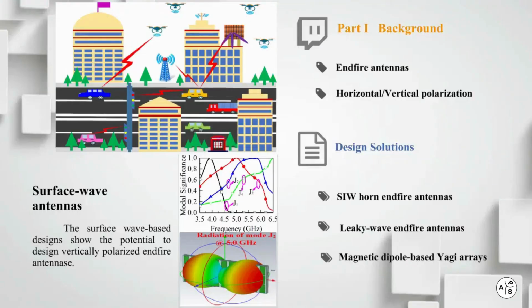In terms of the background, it is well known that vertically polarized waves suffer lower attenuation loss than horizontal waves generally. Therefore, vertically polarized Endfire antennas have received considerable attention. In the literature, several solutions have been reported for designs of vertically polarized Endfire antennas. On the other hand, trapped surface waves are recently studied and utilized to design Endfire antennas.